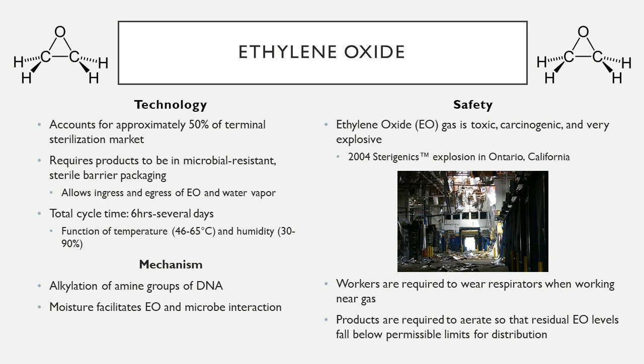The gas works by penetrating cells and causing the alkylation of amine groups on DNA, rendering it useless. And the moisture facilitates ethylene oxide penetration and microbe interaction. So these devices have to be humidified before and during the ethylene oxide treatment in order for it to work. Now, ethylene oxide gas is obviously toxic, which is what we want. We want it to be effective against microbes, hopefully not humans. Unfortunately, it is, so a lot of safety precautions have to be taken into account. It's also carcinogenic and also notably incredibly explosive.